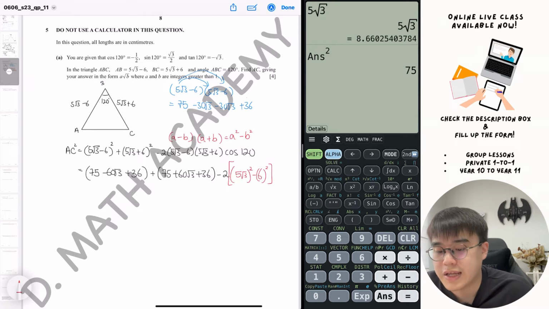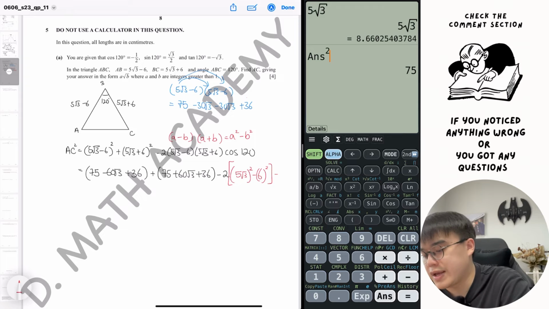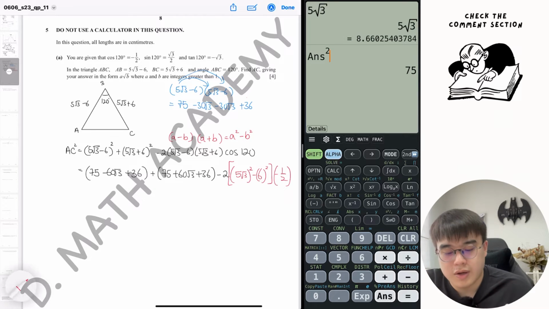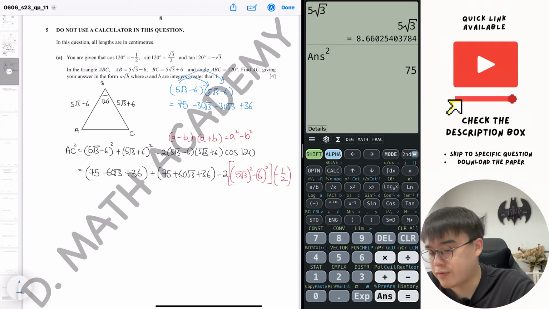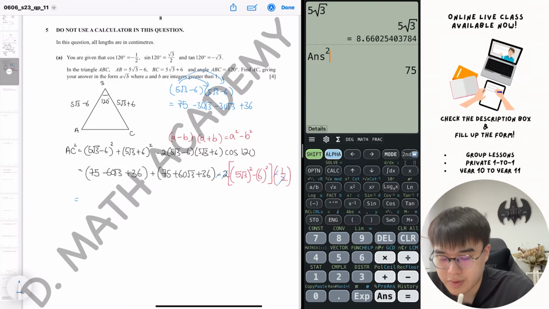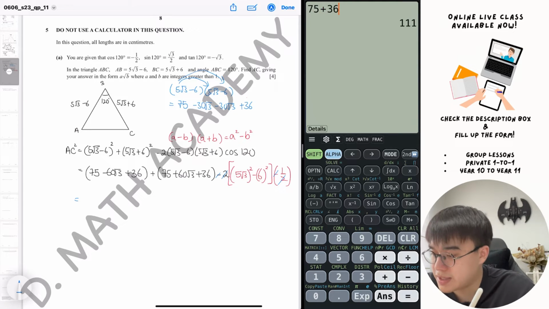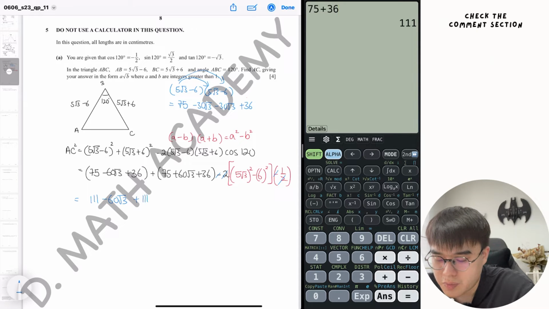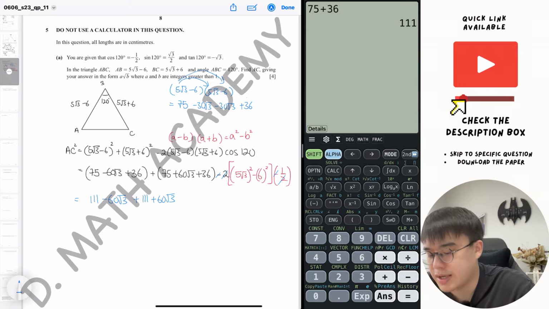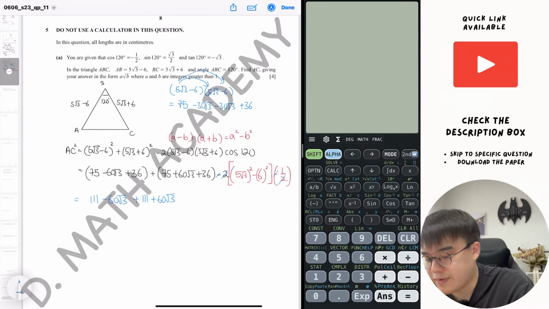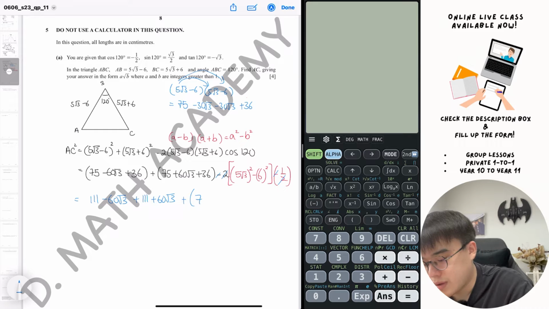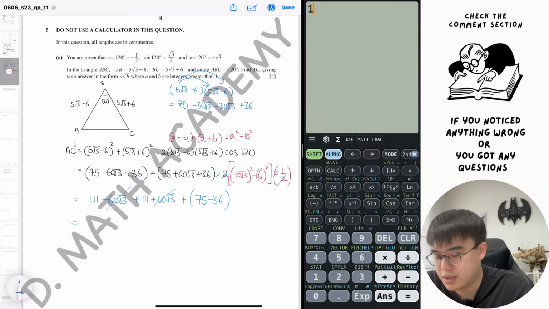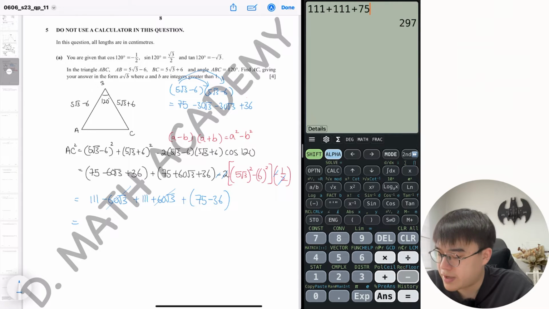Okay, and our cosine 120 turns out to be negative 1 over 2. Okay, and they want you to sort out the negative 1 over 2 with this right here. Negative negative becomes positive. Okay, so 75 plus 36 be 111 minus 60 square root 3. Again, another 111 plus 60 square root 3. And lastly, it will be a 75 minus 36. So these two would have cancelled off each other.